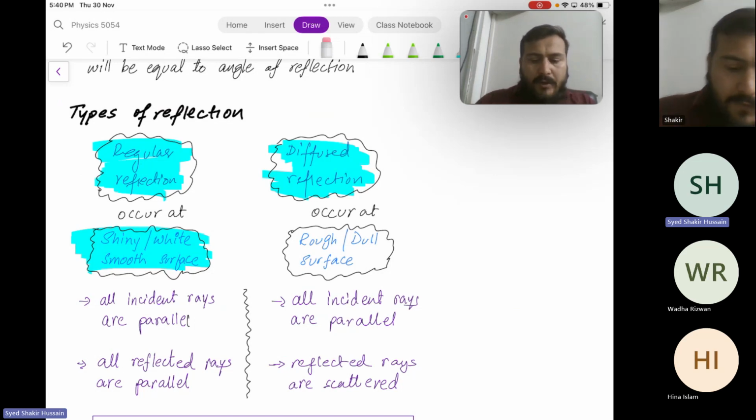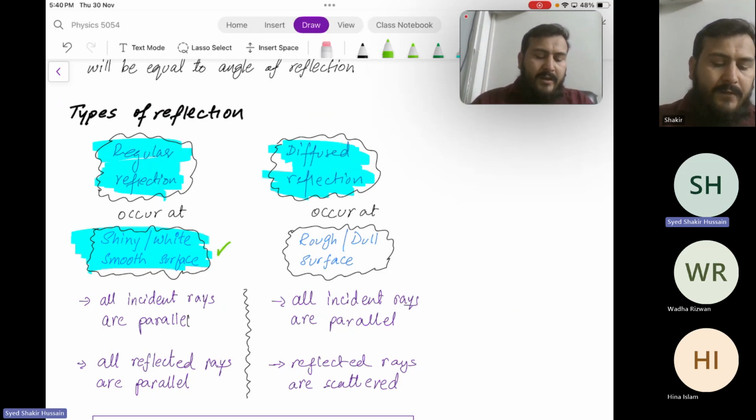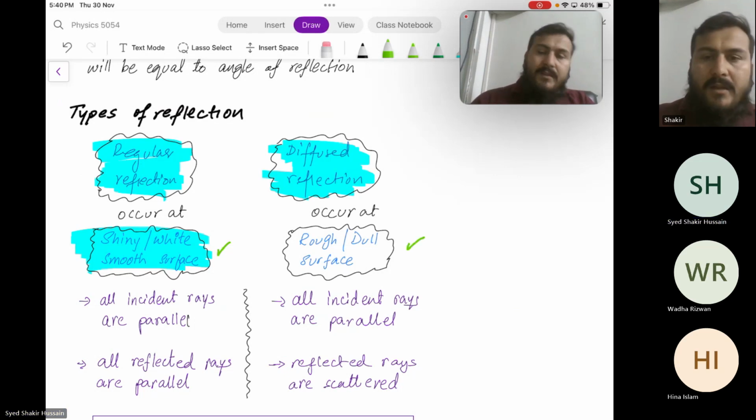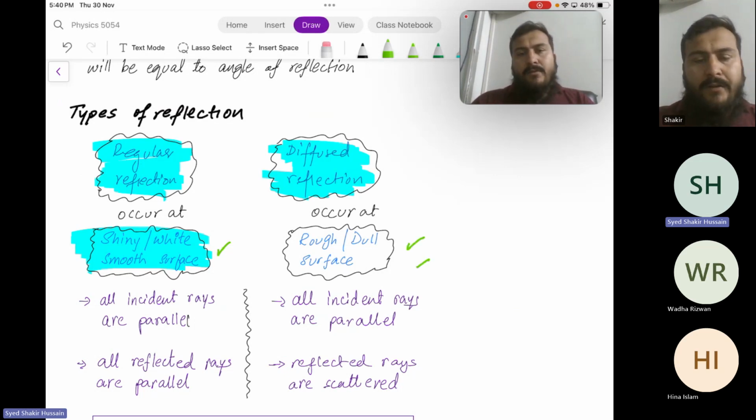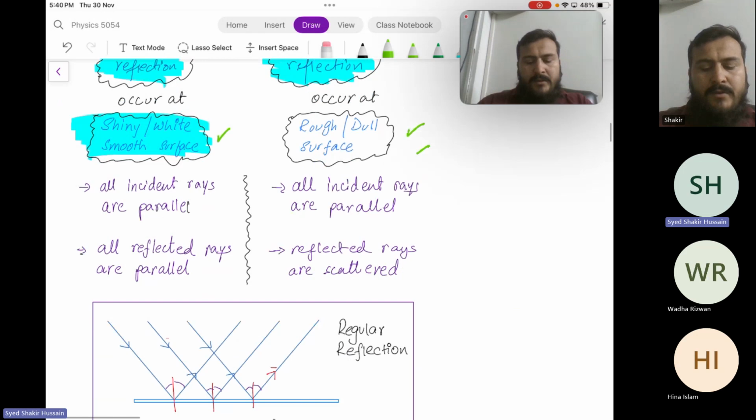If I talk about regular reflection, it will occur at what type of surface? Shiny surface, smooth surface. And diffused reflection takes place on which surfaces? Rough, dull. All right. So you have two types of reflection, diffused and regular.